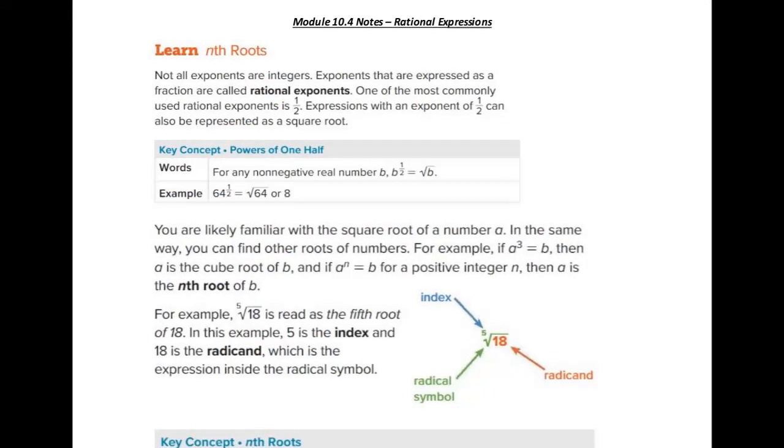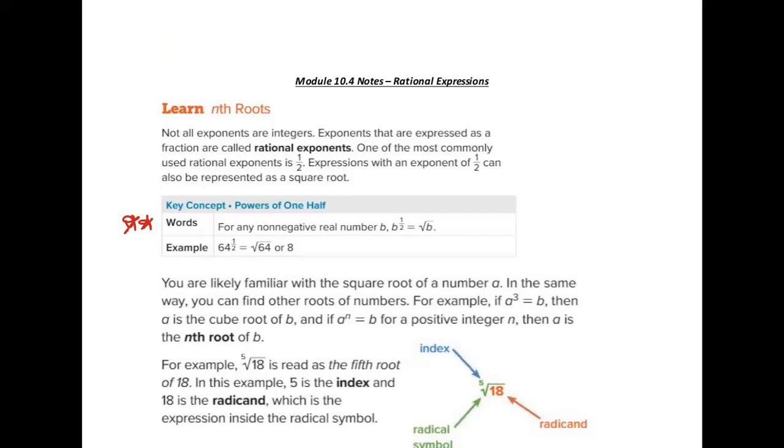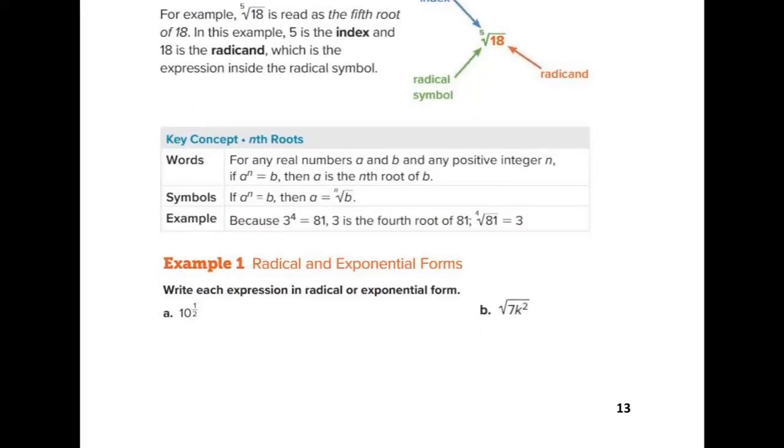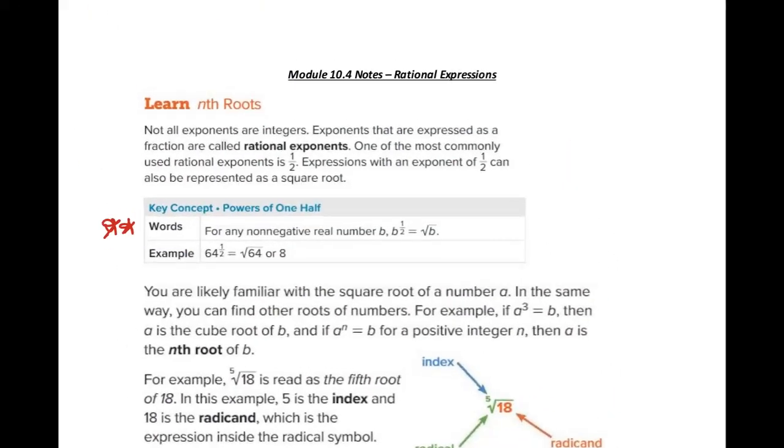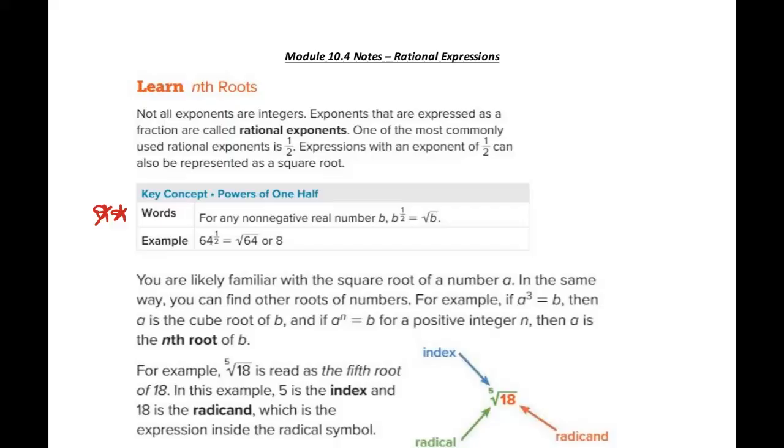Where it says key concept, okay? Because this is mostly about square roots, and how to write that as an exponent. This is on page 13, okay? Page 13. So for any non-negative real number, b to the 1/2 power, this is page 13, okay?